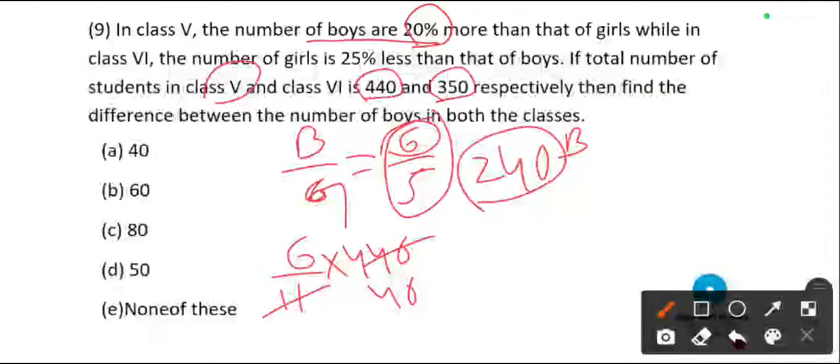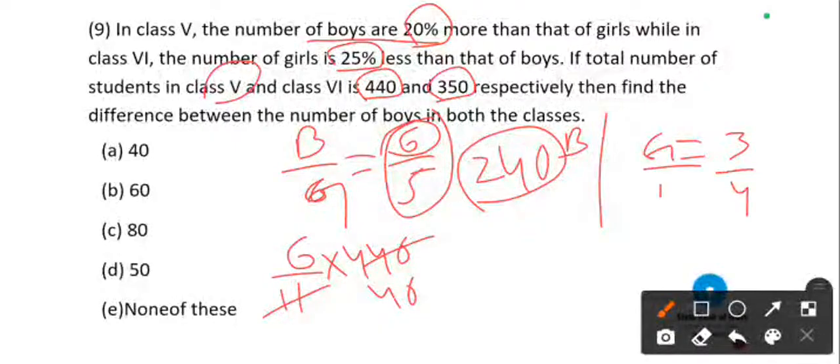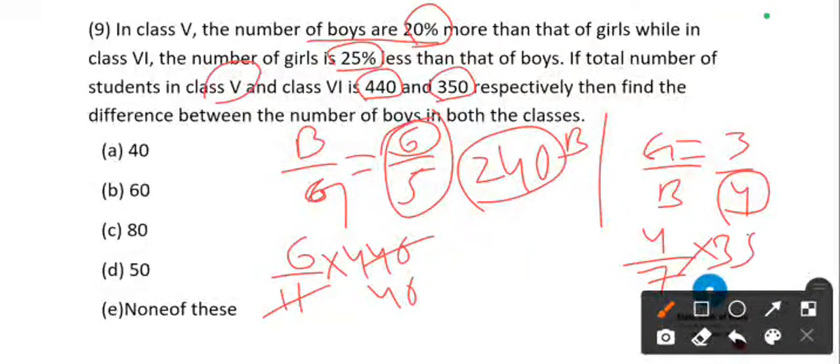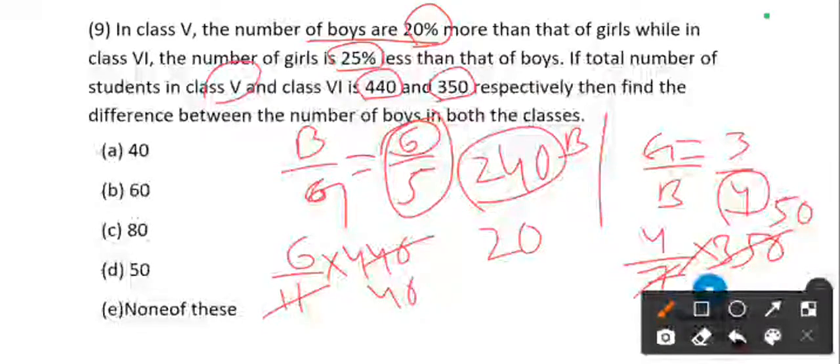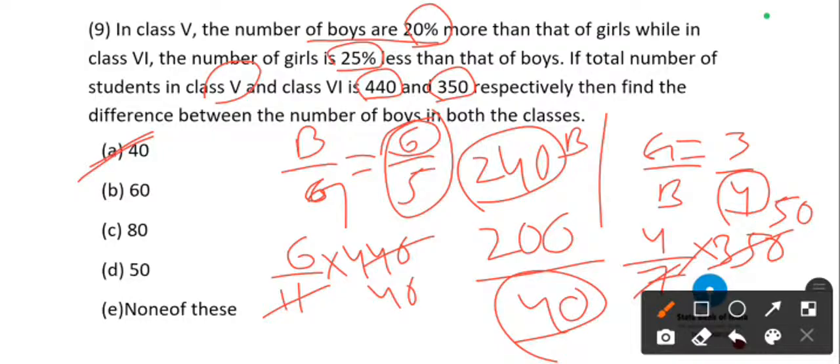Here we have 350 in total. It says that girls are 25% less. 25% means 1/4. 1/4 less means 3/4 of boys. So boys here is 4 parts, 4/7 parts of 350, which will be 200. So the difference between these two will be 40. So we need to do it in this approach. 40, option A is our answer.